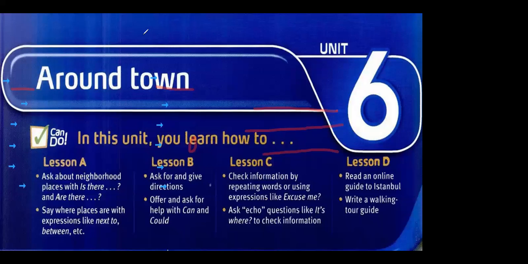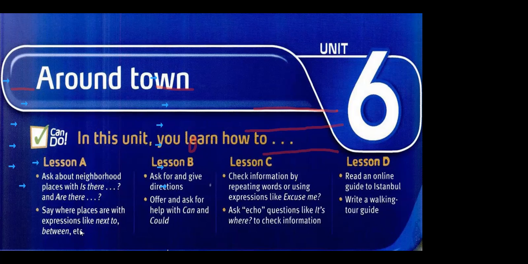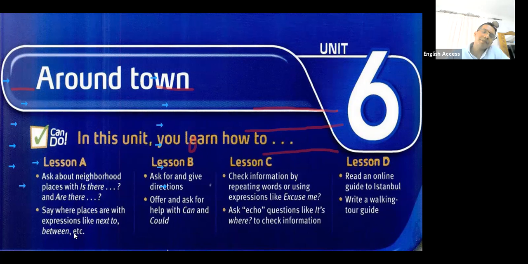Lesson A. Ask about neighborhood places with is there and are there. Say what places are with expressions like next to, between, etc. Prepositions of place, right? Remember, that's from Level 1: next to, between, underneath, beside, etc.